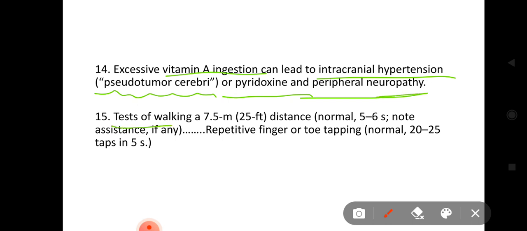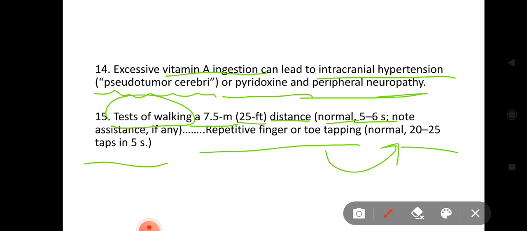Now a few tests of walking, over a 7.5 meter or 25 feet distance. These few points are from the general examination. In the test of walking, if we make a patient walk 7.5 meters or 25 feet, normally the patient should take 5 to 6 seconds. We should also note whether any assistance is taken, and whether repetitive finger or toe tapping is done. Normal repetitive finger or toe tapping is 20 to 25 taps in 5 seconds.